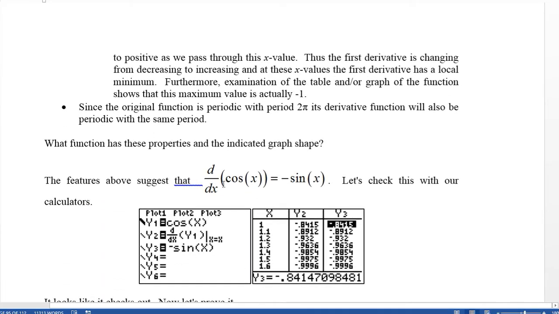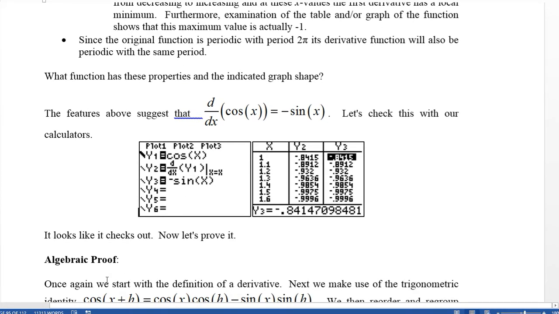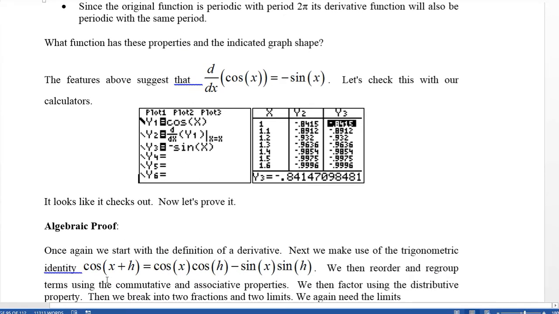Okay, so it looks like the derivative of cosine x is the opposite of sine x. So we can check that by putting opposite of sine x in y3, and checking our tables for y2 and y3, and sure enough, they are matching. So that's a good thing. Looks like it's all checking out. Now let's actually prove this.